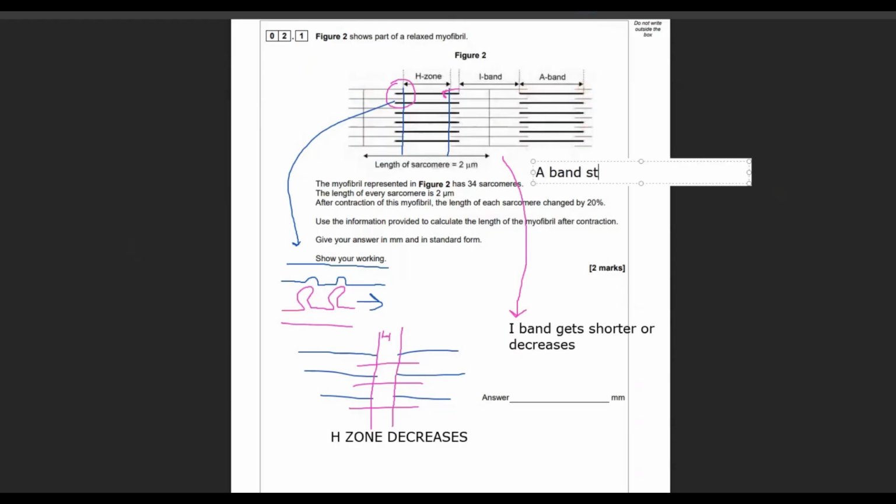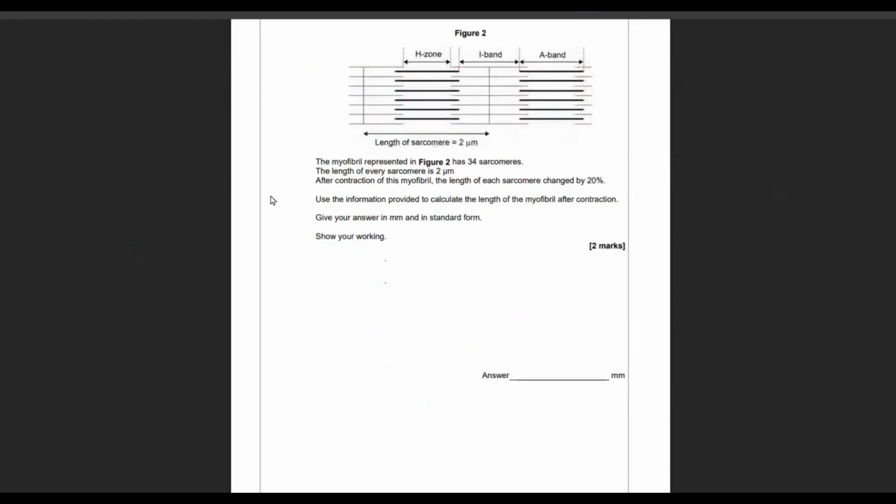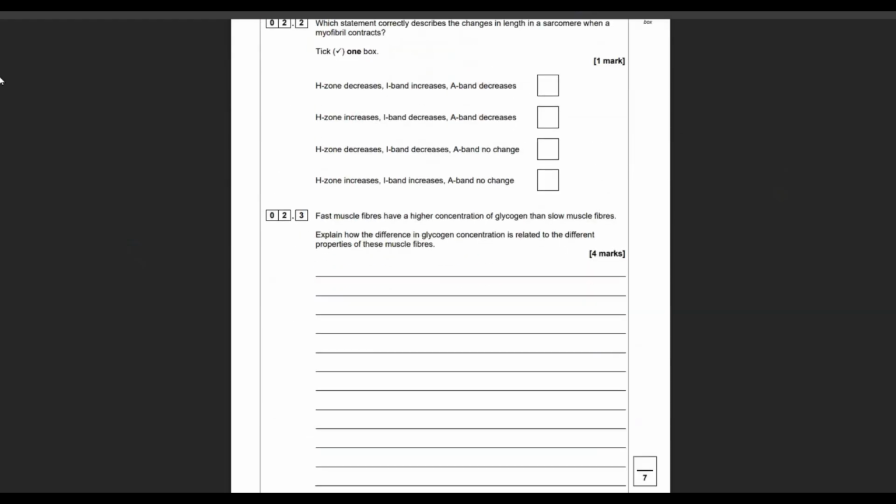So really, you need to know during a muscle contraction, H zone shrinks because it is the region with only myosin. I band shrinks because it's the region with only actin and the filaments have slid over each other. And the A band stays the same. There's no change in the A band. And that is because it corresponds exactly to the length of the myosin thick filament, but it doesn't matter if it overlaps. Okay, let's go to 2.3.